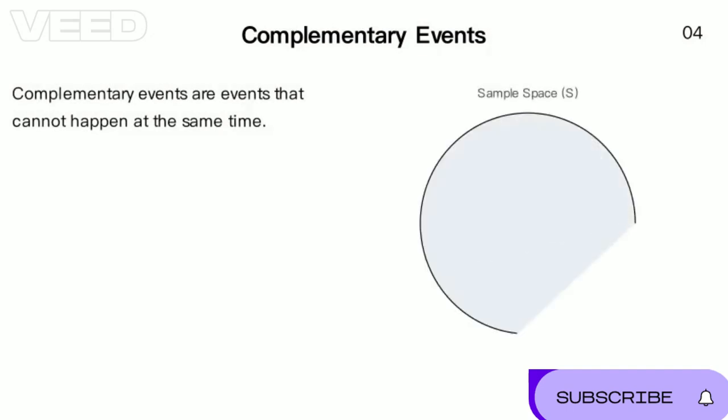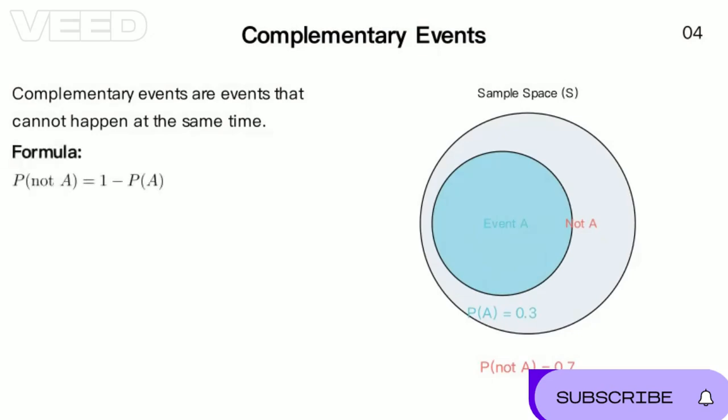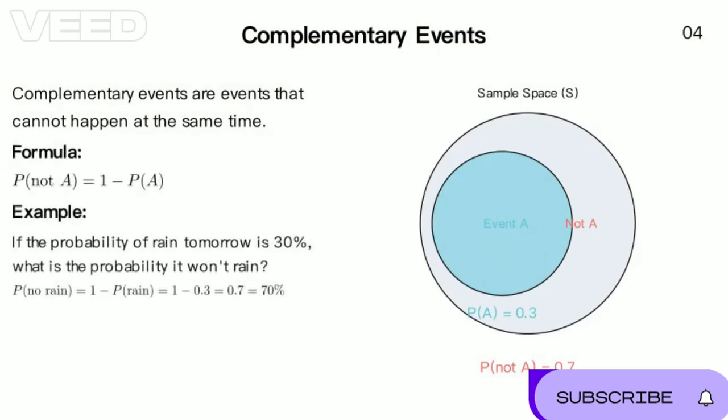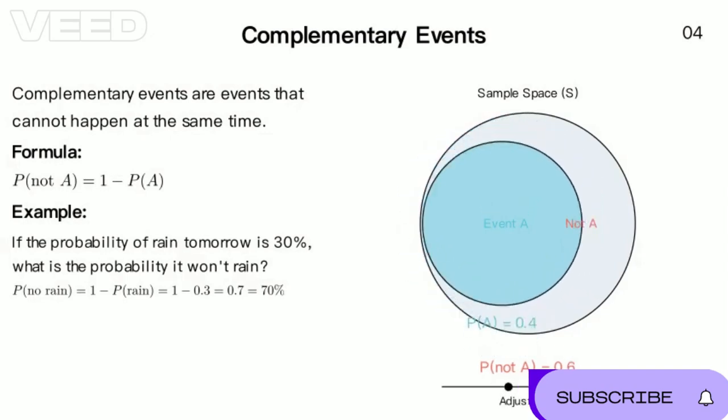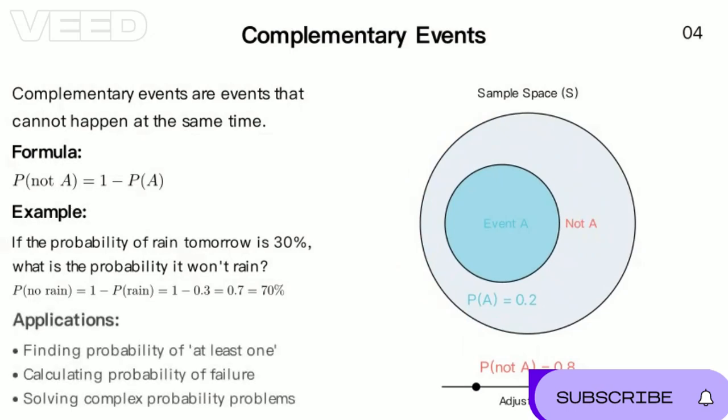Now, let's learn about complementary events. Complementary events are events that cannot happen at the same time. If one occurs, the other cannot. The sum of their probabilities always equals 1. The formula is the probability of not A equals 1 minus the probability of A. For example, if the probability of rain tomorrow is 30%, then the probability it won't rain is 1 minus 0.3, which equals 0.7 or 70%.